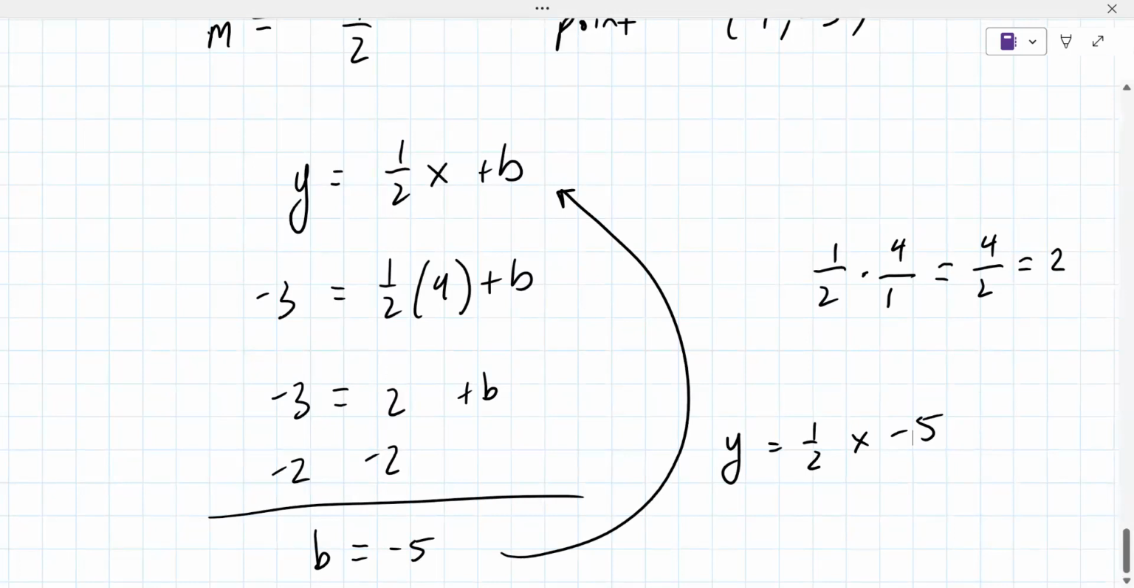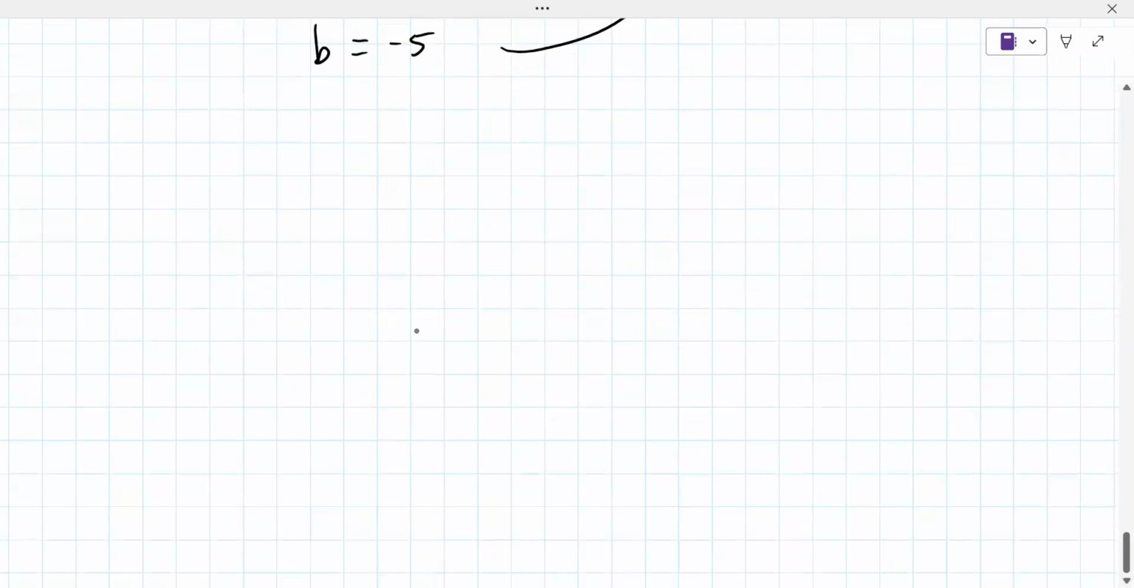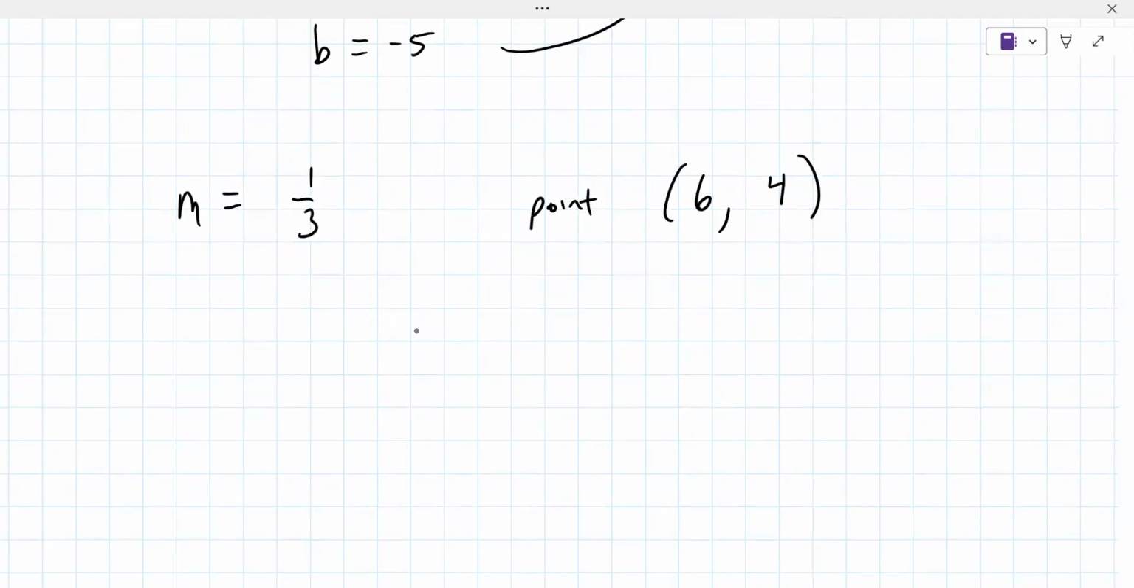Okay, so what I'm doing now is trying to save you a little time. You don't have to find the slope anymore. I'm going to give you the slope, but it's going to be a fraction. So we're going to work a little bit with fractions now. Let's do a new problem. m equals 1/3, and let's say it goes through the point 6 comma +4. So you want to give this a try? 1/3 x plus b.